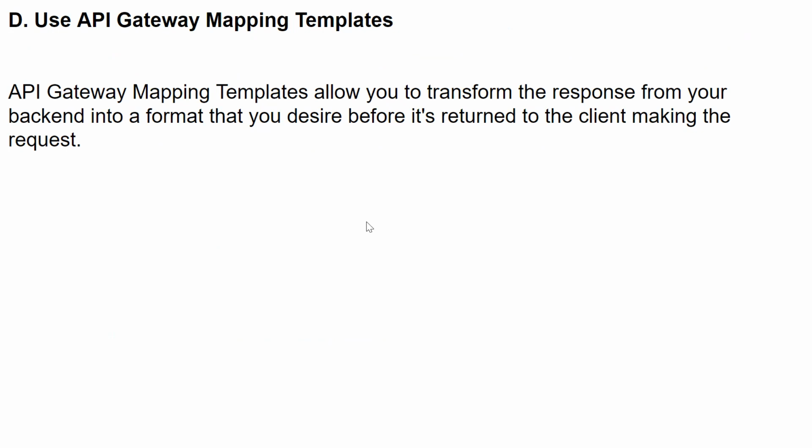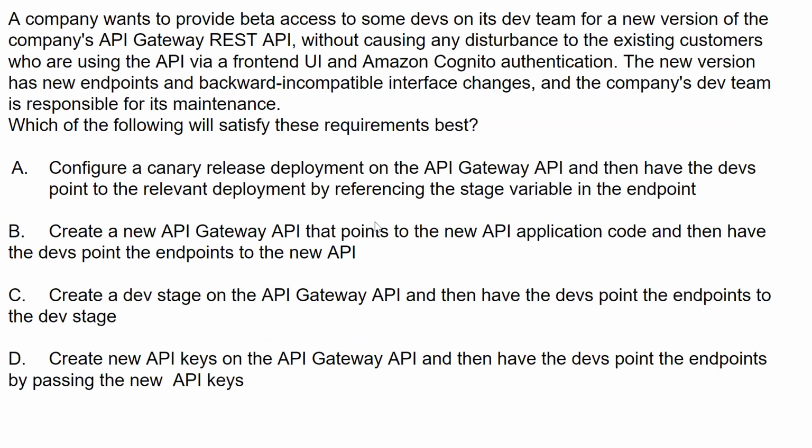Yeah, that makes sense. A company wants to provide beta access to some devs on its dev team for a new version of the company's API Gateway REST API without causing any disturbance to the existing customers who are using the API via front-end UI and Amazon Cognito authentication. A new version has new endpoints and backward incompatible interface changes, and the company's dev team is responsible for its maintenance. Which of the following will satisfy these requirements best?